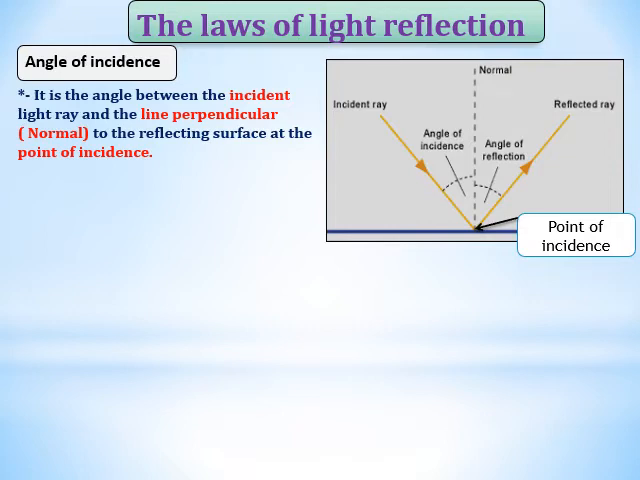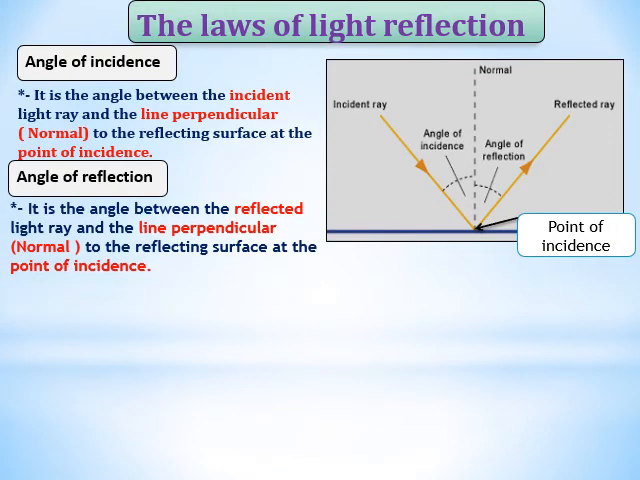The concept number 2, angle of reflection. It is the angle between the reflected light ray and the line perpendicular, which is the normal, to the reflecting surface at the point of incidence. It's so easy. Then I have the incident light ray, which is the light ray itself, not the angle. Be careful: I have the incident ray and the angle of incidence, and the reflected ray and the angle of reflection.